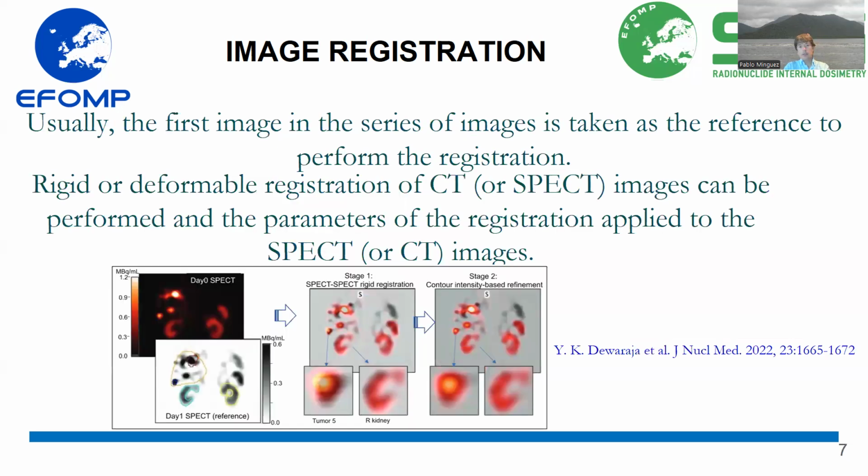Usually, the first image in the series of images is taken as the reference to perform the registration. We could use rigid or deformable registration. Normally, we use rigid registration. We perform the registration on the CT images because the spatial resolution is much better, and we have more information in those images. And then we apply the parameters of the registration to the SPECT image.